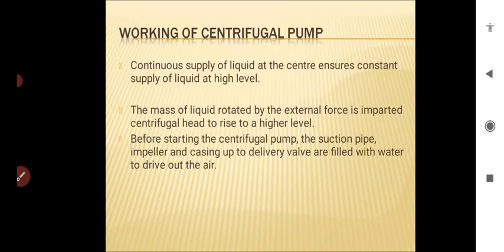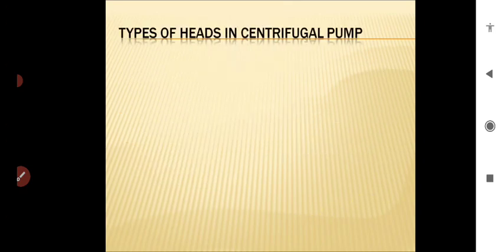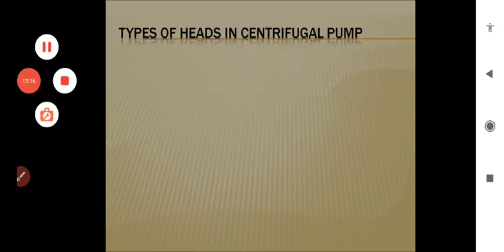Before starting the centrifugal pump, the suction pipe, impeller and suction casing up to the delivery valve are filled with water to drive out air. This is known as priming. We will discuss priming some other time. Okay, observe this video, and you will get an idea about the construction and working details of the centrifugal pump. So watch this video carefully.